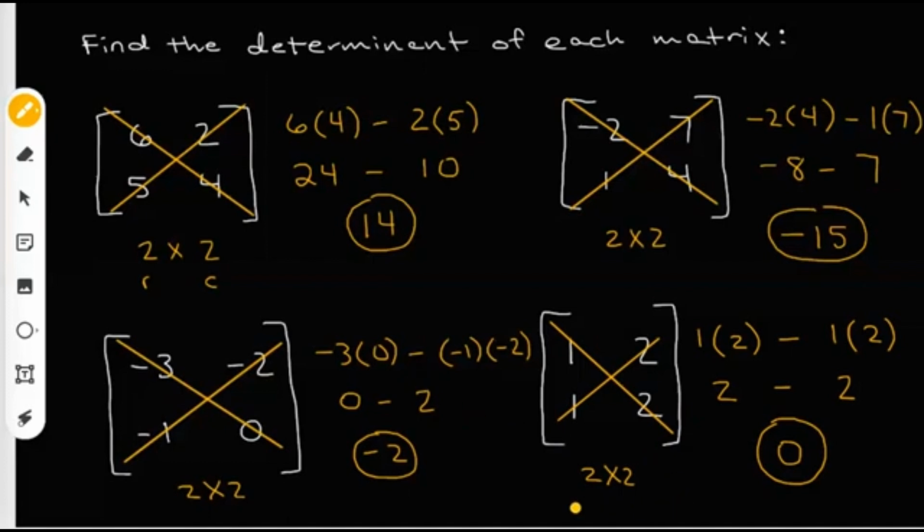So we call this matrix non-invertible. What that means is that you can't invert it. You can't make an inverse of this matrix. We also call that singular.